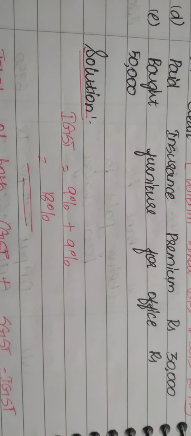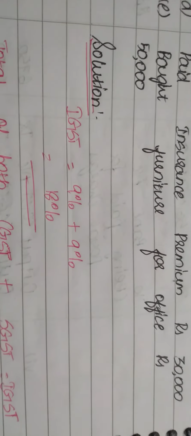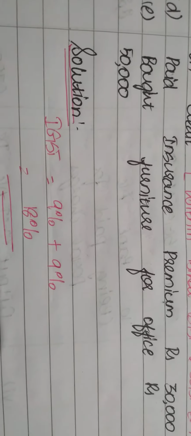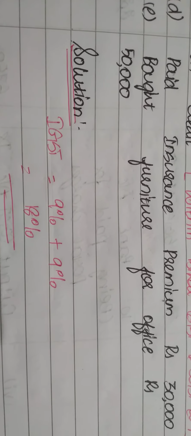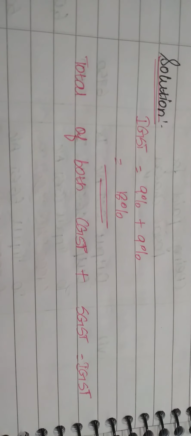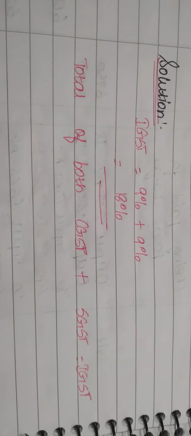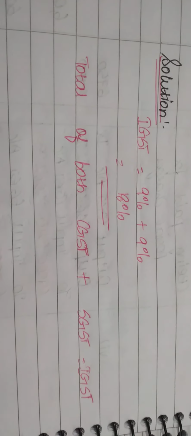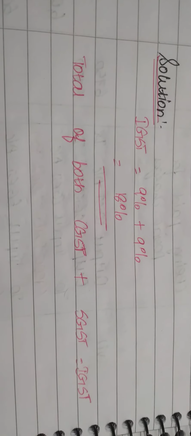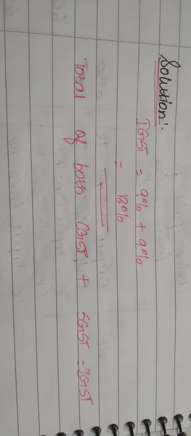Next, paid insurance premium rupees 30,000, bought furniture for office rupees 50,000. Nothing is mentioned, which means it is paid locally, bought locally. So CGST and SGST at 9% is applicable. Now let's see the solution. First, let's find out the percentage of IGST. So IGST equals 9% plus 9%, that is CGST 9% plus SGST 9%. So the IGST total will be CGST percentage plus SGST percentage.